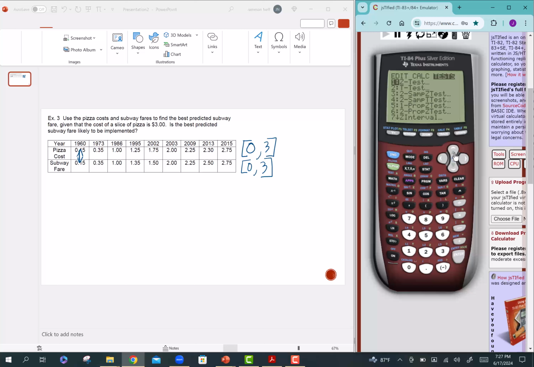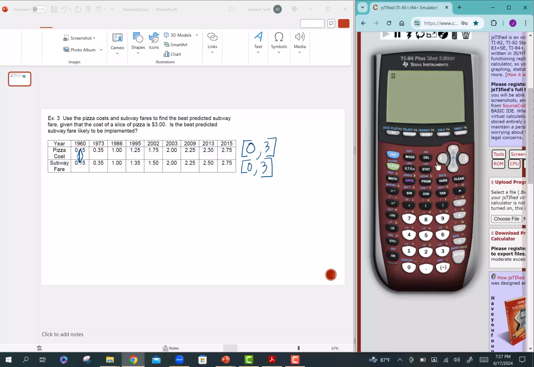I can go to second tests. But before we do that, to see your R value, you have to turn your diagnostics on. And you just do this once. If you reset your calculator, you have to do it again. But let me just show you how to do that. It's really weird. For some reason, the calculator requires you to do this.